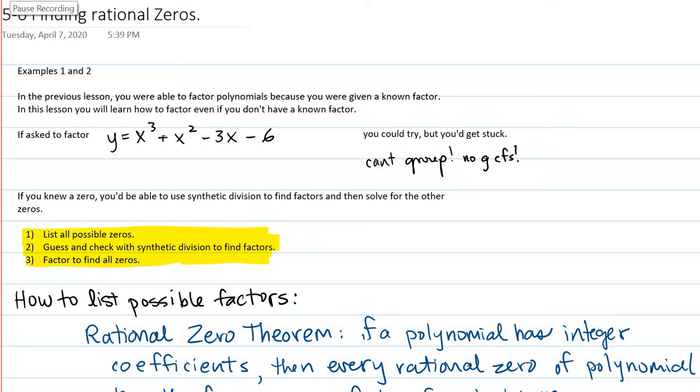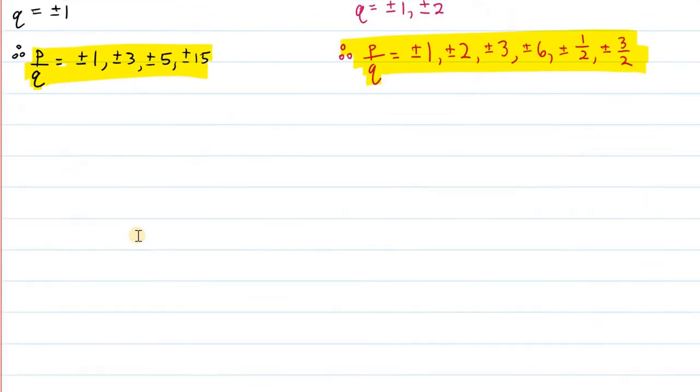Hi y'all. This is the second video about finding rational zeros. In the first video, we learned the skill of how to list all the possible zeros. In this video, we're going to combine that skill with our previous knowledge of using synthetic division to factor, and then we're going to find all of the zeros for the function. So let's start with this example.